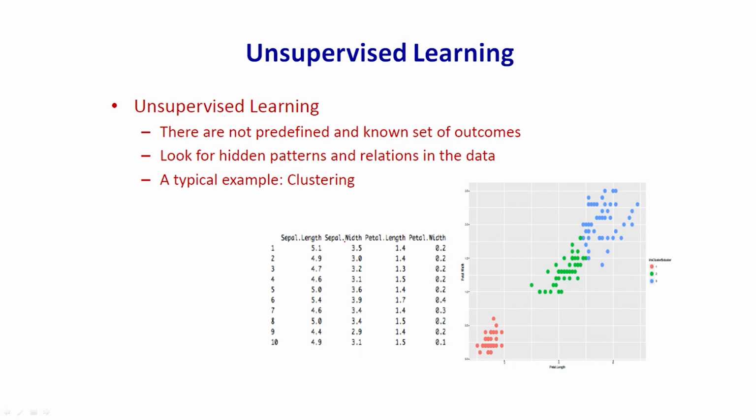In unsupervised learning, there is no predefined or known set of outcomes. Look for hidden patterns. Remember, I like these words: look for hidden patterns and relationships within the data. Here you see a lot of data. You can see the clusters, right? There is one cluster here, another cluster there, another cluster there. This is what unsupervised learning does. It finds the hidden patterns that exist in the data.